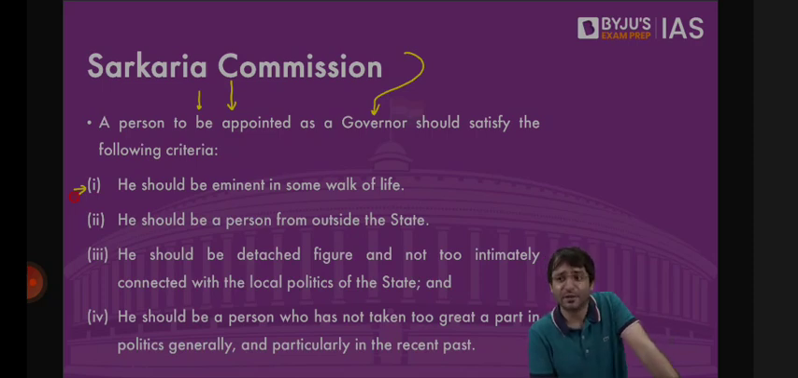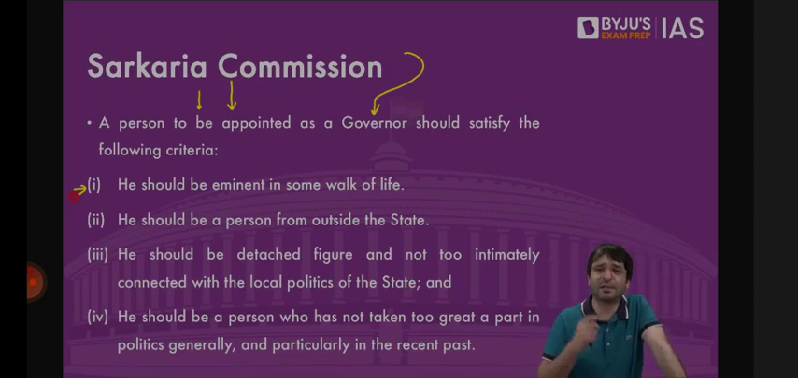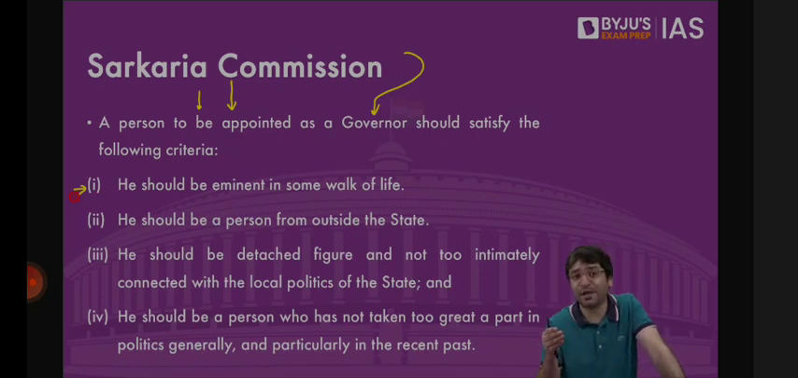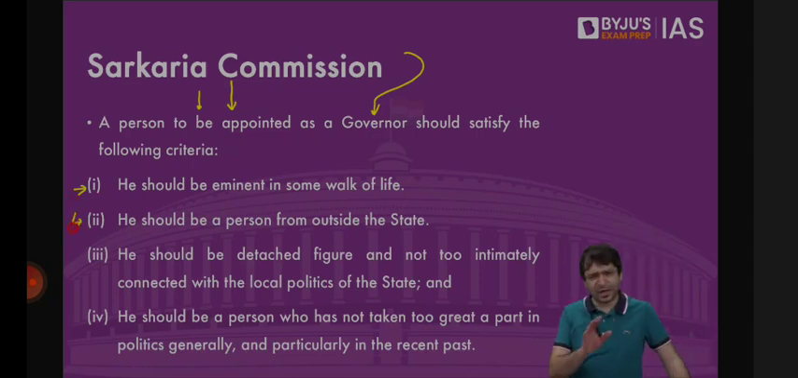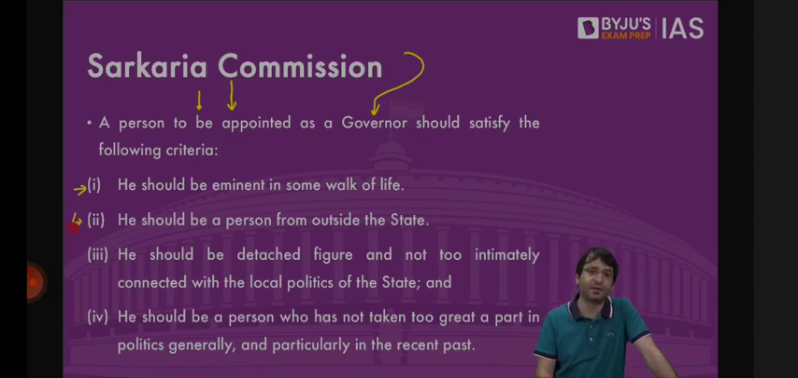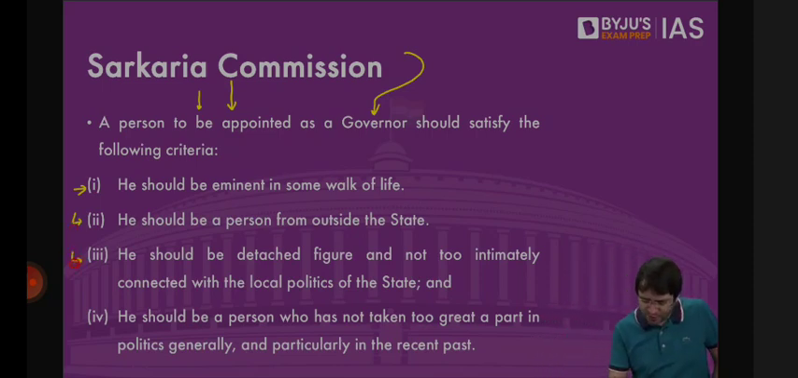We have a minister previously from Karnataka. We have a minister who has completed the age of 75. Send him as minister to another state. You may still be a politician, but you should be eminent in some walk of life. Raj Bhavan today, unfortunately, is occupied by retired politicians who are meant to be in Rajya Sabha for rehabilitation. That goes against the spirit of the Sarkaria Commission recommendation. You should be eminent in some walk of life. This person should be from outside the state, 100%, so that this person does not influence the day-to-day activities. He should be a detached political figure and not too intimately connected with the local politics of the state.